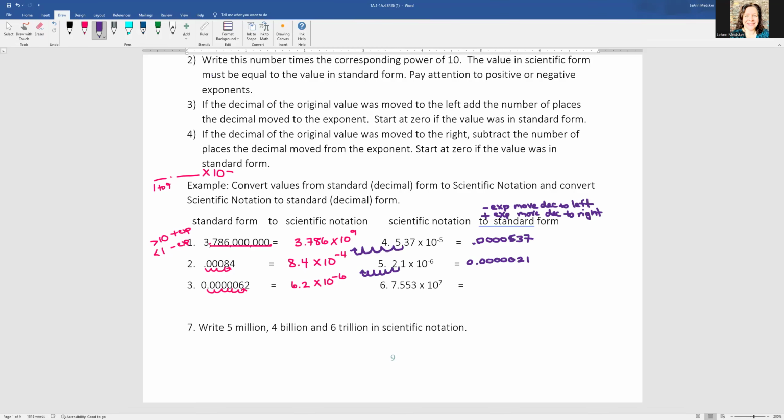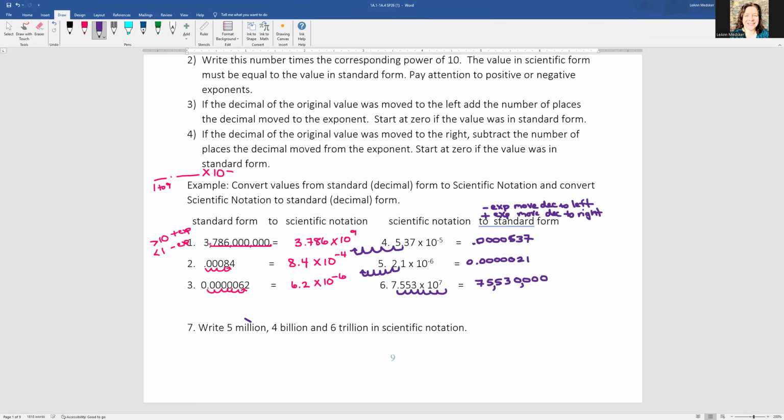And then this one has a positive exponent, so we're going to be moving to the right to put it back in standard form. So 1, 2, 3. 3 of our moves are just getting to the end. Then we need to go 4, 5, 6, 7. So we're going to need to add 4 zeros. So 7, 5, 5, 3, and then 1, 2, 3, 4 zeros. So this would be the number 75,530,000.